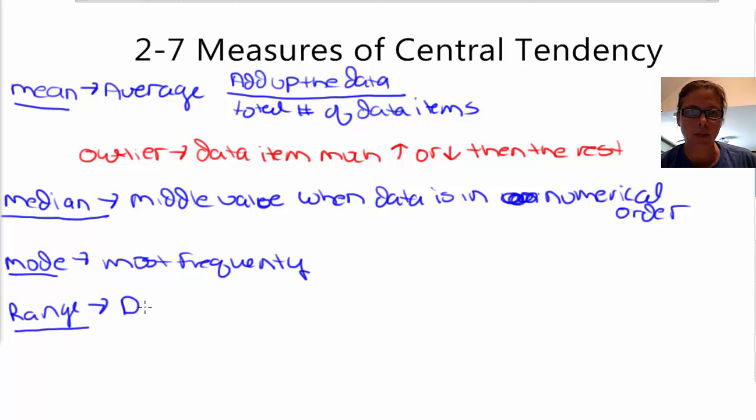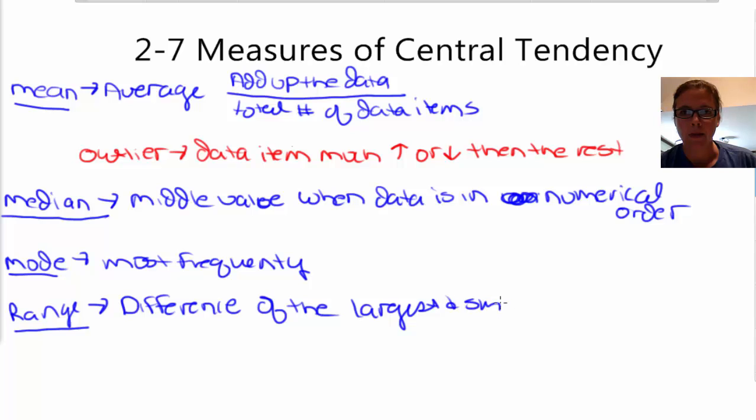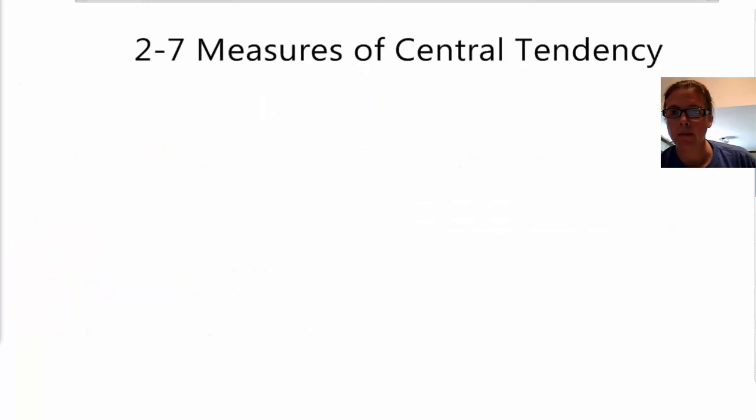Okay, so range is the difference. You subtract the smallest number from the largest number. It's the difference of the largest and smallest number. Okay? So that's just a little refresher. Let me take both of these off.